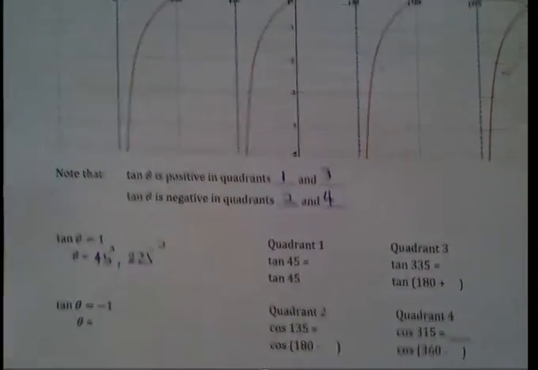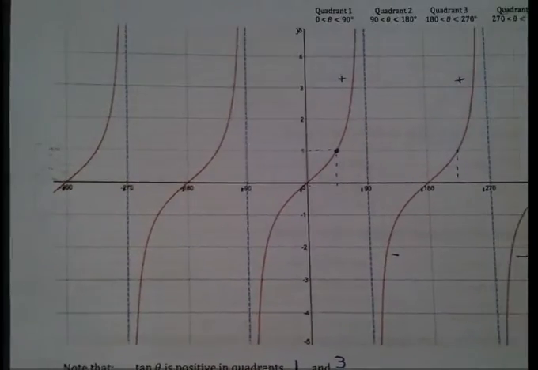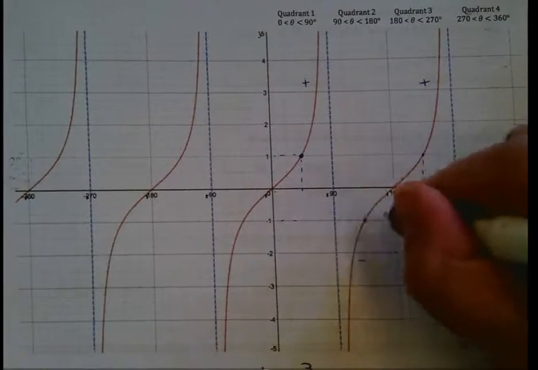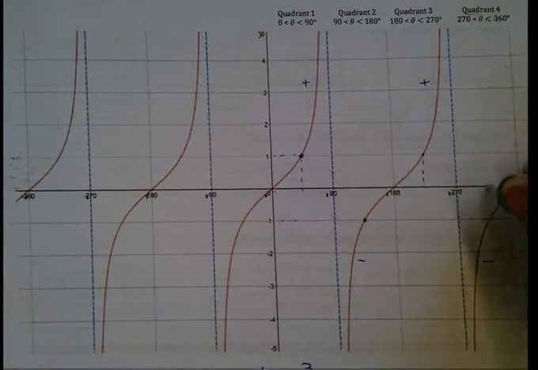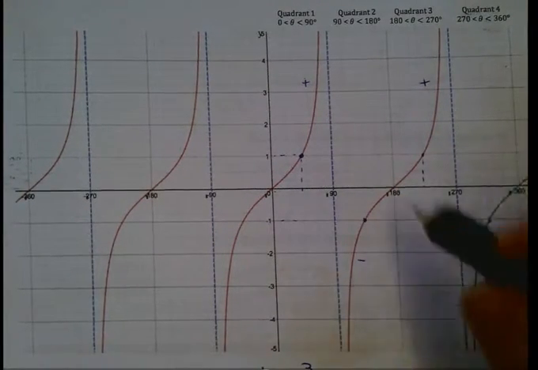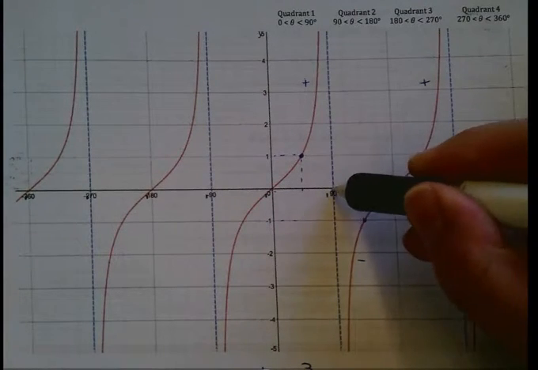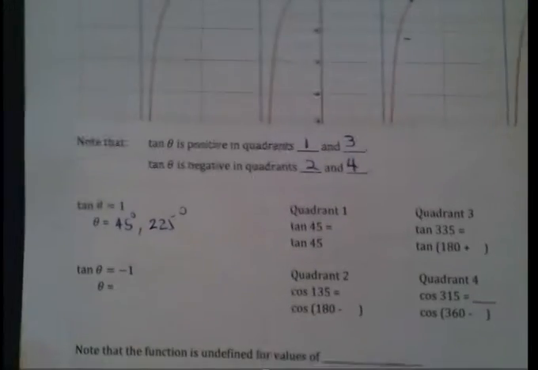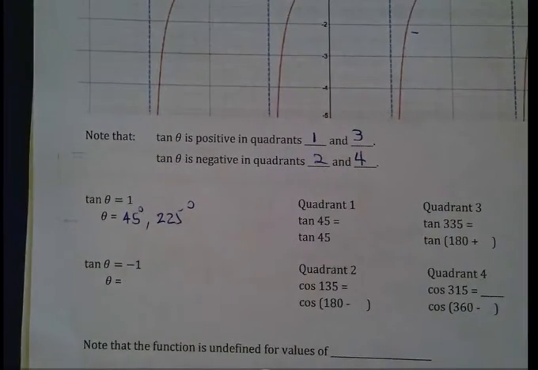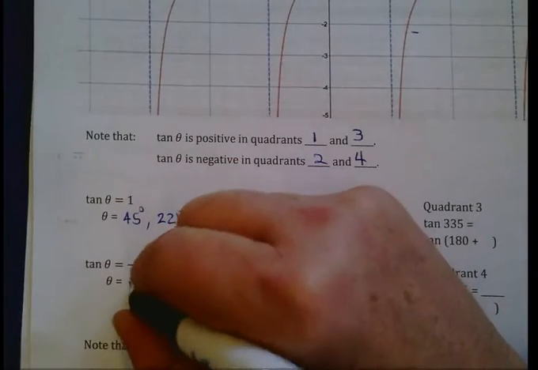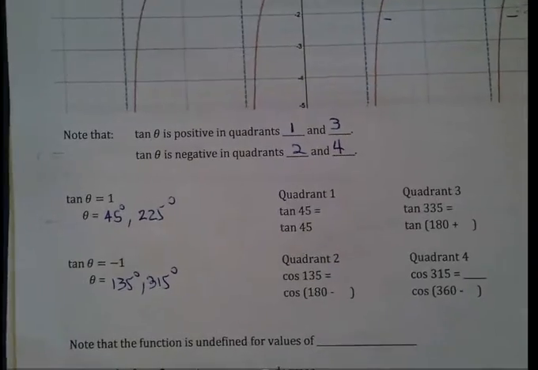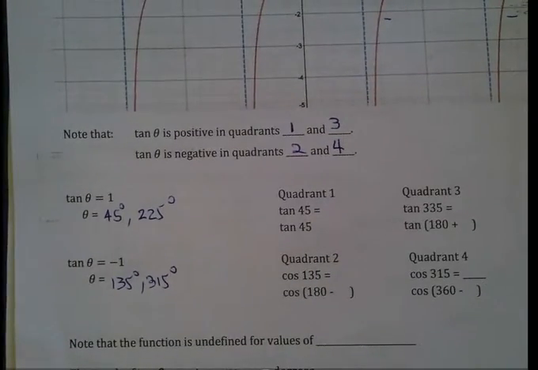And where is tan theta negative 1? If we look across here, it's in quadrant 2 and here in quadrant 4. Now it is halfway between 90 and 180, and it's halfway between 270 and 360. So, do you want to have a guess where those might be? 135. Yeah, 135 and 315. So where do these come from?